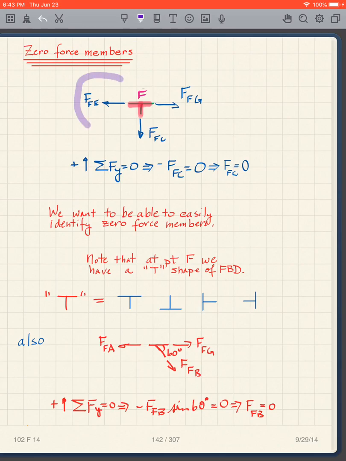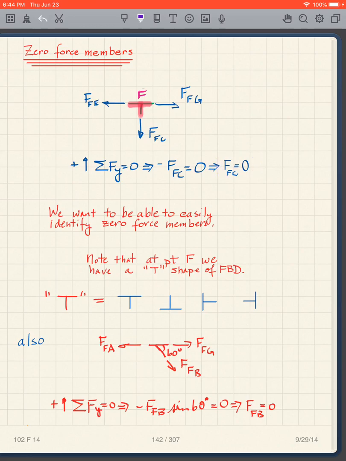If we look at a free body diagram like this one, which is the free body diagram at this node F, and let's just say that this is what it looks like. We have an FFG, an FFE, an FFC. If I look at this free body diagram and take the sum of the forces in the y direction equaling 0, since these two are horizontal, we just end up with this load, which is downward, so negative, minus FFC equals 0, which of course means that FFC equals 0.